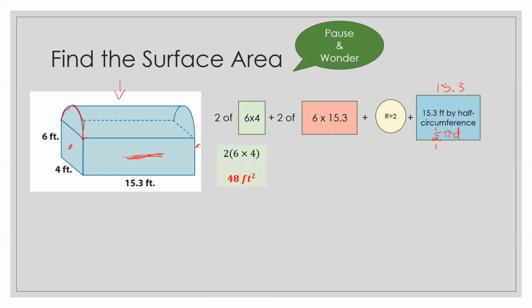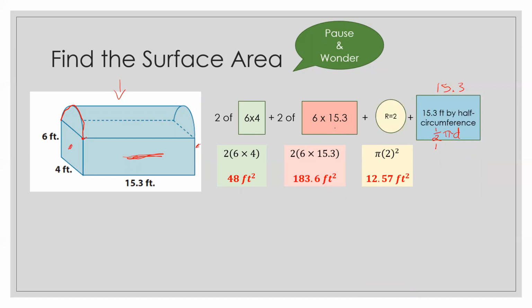All right, so let's do some calculations. The first one, 6x4 is 24, and two of those is 48, and the unit would be square feet. The second one would be 6x15, about 90 something. Multiplied by 2, you get 183.6 square feet. And the area of the circle is pi r squared, and that will give you 12.57 square feet. Just use your calculator for that one.